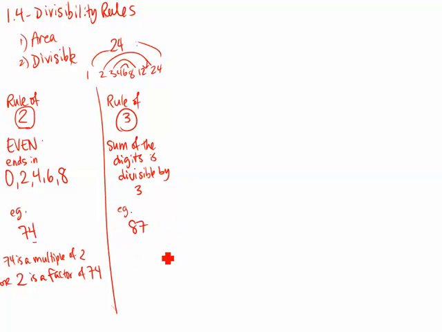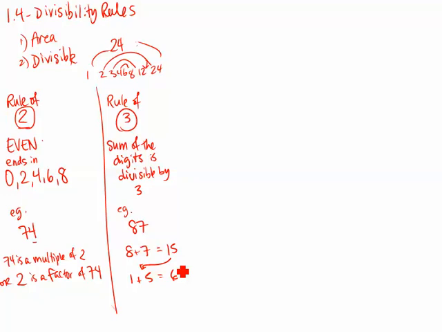However, let's see if it's a multiple of 3. What we do is we add up the numbers together. 8 plus 7 is 15. 15 is a multiple of 3. So because that is a multiple of 3, then the original number 87 is also a multiple of 3. Now, what if you didn't know that? What if you continue the trend and even add 1 plus 5 together to get 6? And so we know that 6 is a multiple of 3, therefore 15 is a multiple of 3, therefore 87 is a multiple of 3.